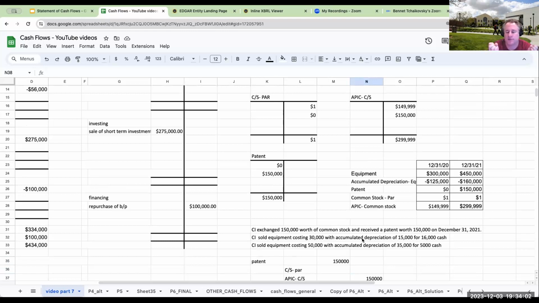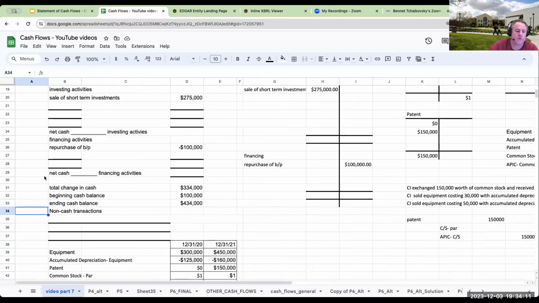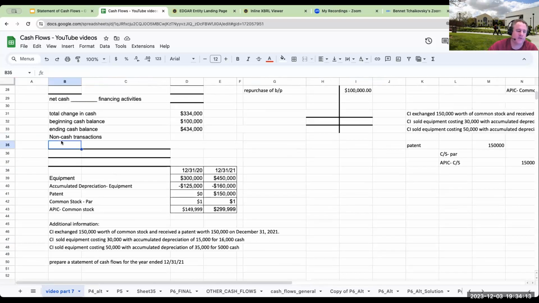Why do we have to deal with the T accounts? Because what do we call this type of transaction? That's right. This is a non-cash transaction. So what I'm going to do is say basically received a patent by issuing 150,000 of common stock. I probably would just say received a patent by issuing 150,000 of common stock.